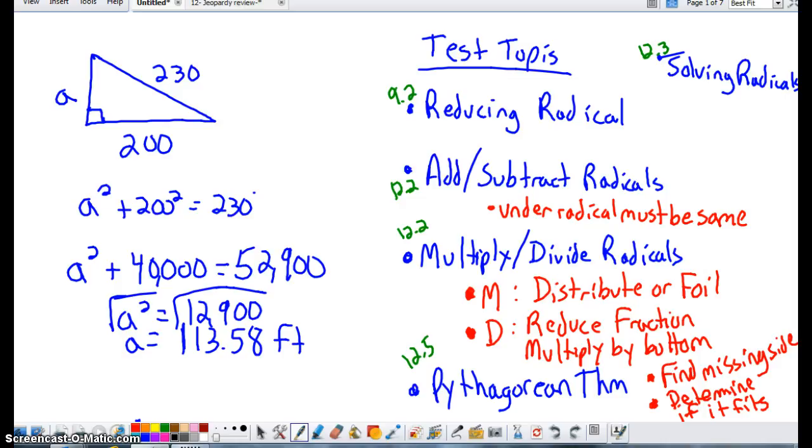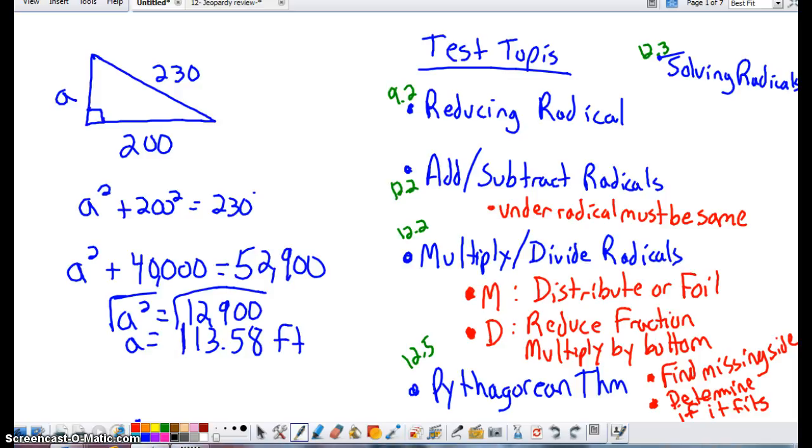Section 12.2 also had multiplying and dividing. Multiplying, you either distribute or you FOIL, and dividing, you have to reduce the fraction. You can't have a fraction underneath the radical. You can't have a radical on the bottom of a fraction. So mostly you multiply the bottom. Multiply by the bottom on both top and bottom.